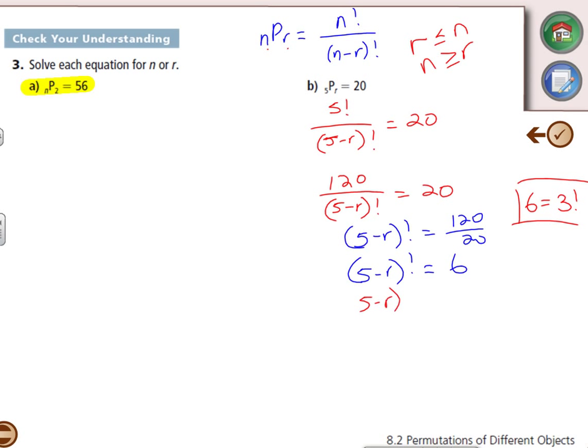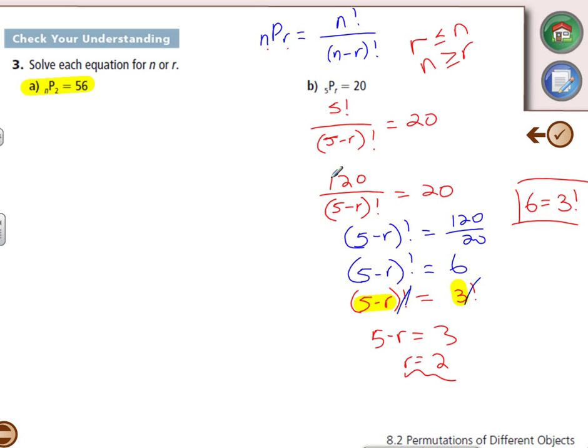So that means 5 minus r factorial equals 3 factorial. Factorial on both sides. I can cancel it off and just say, oh, 5 minus r has to be equal to 3. In order for them to be equal, this before the factorial has to be equal to that. And then we just solve for r, and we get r equal to 2.